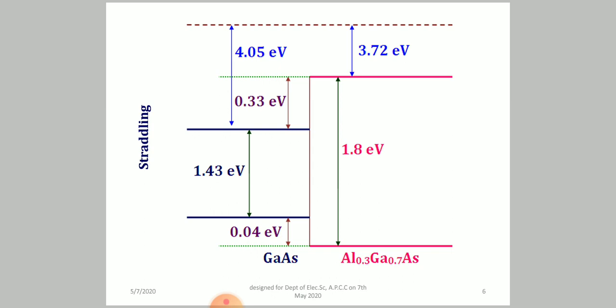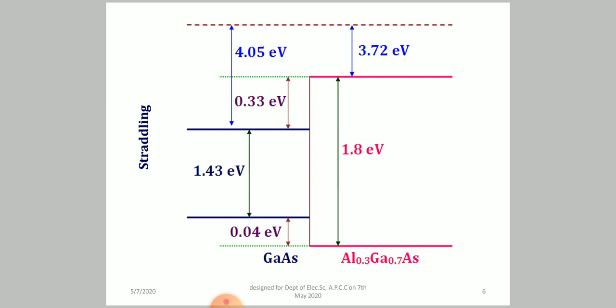Gallium arsenide has a band gap of 1.43 electron volt. The aluminum gallium arsenide of this mole composition has 1.8. Now GaAs has an electron affinity of 4.05, and AlGaAs for this mole composition is 3.72. I am also showing delta EC and delta EV. The question will be how these things are calculated.